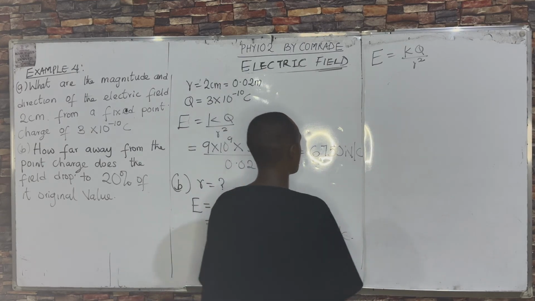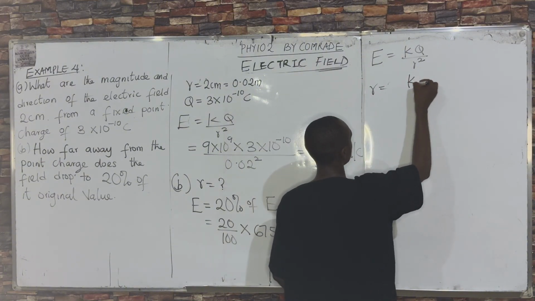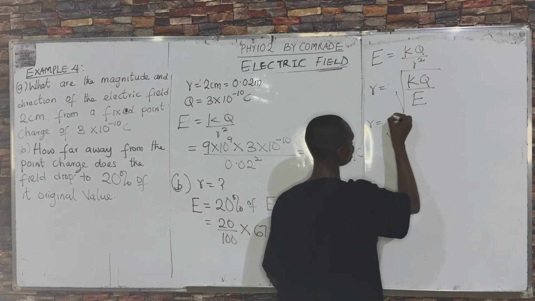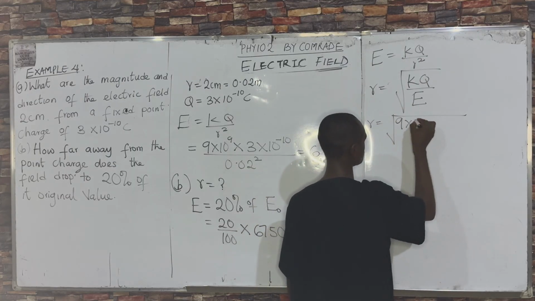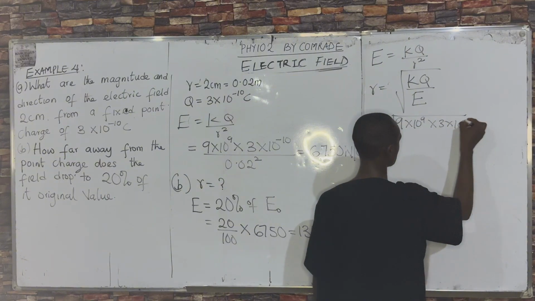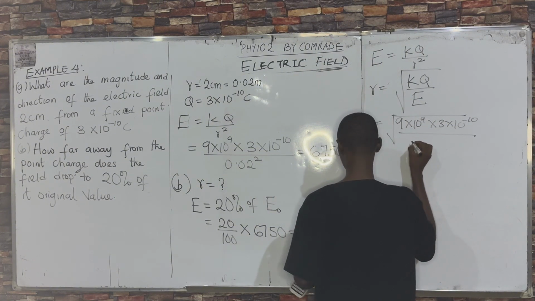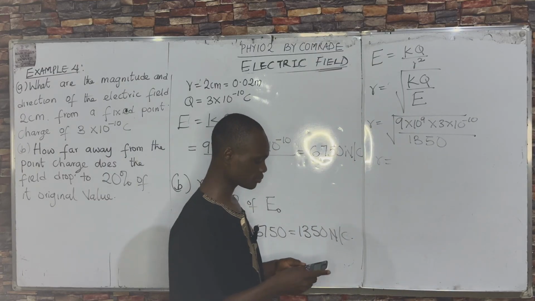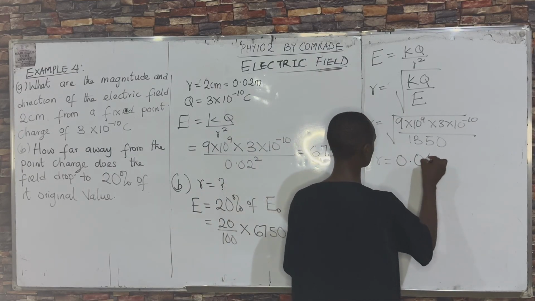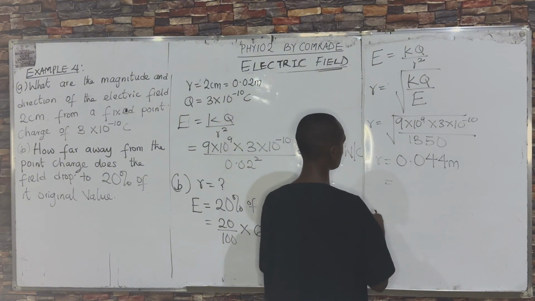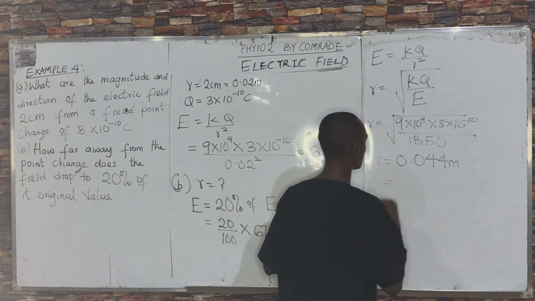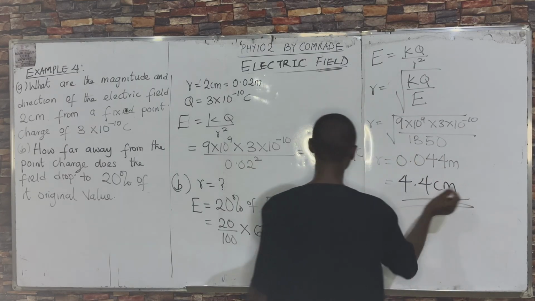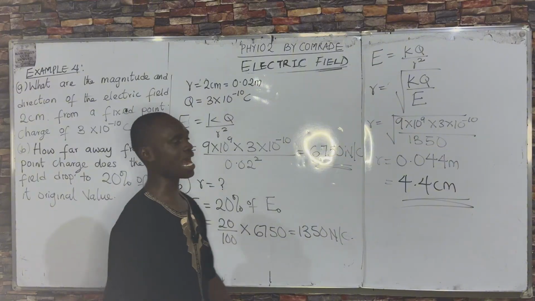That's why you make R become KQ over E, then squared. So if we substitute K, 9 times 10 raised to the power 9, 3 times 10 raised to the power minus 10, over 1350, R becomes 0.044 meter, which, if I turn this to centimeter, I think I should be having 4.4 centimeter. So that is our calculation.